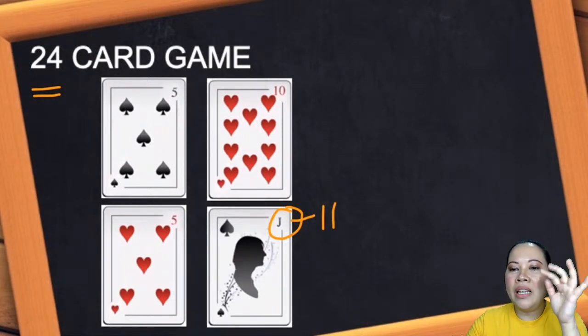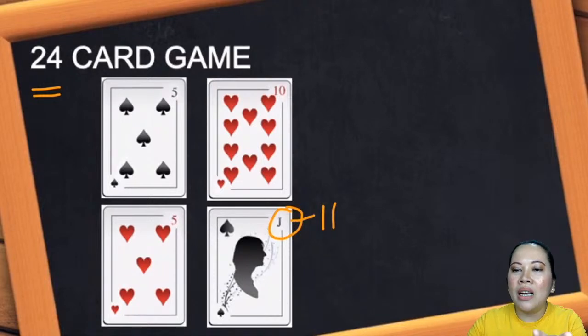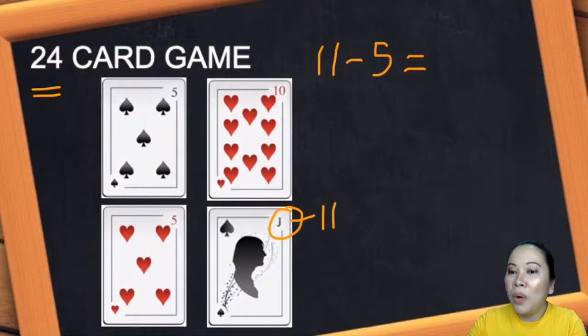Alright. Can I give this chance to Maha Blanca? Let me check if Maha Blanca's answer is correct. First, Dexine. 11 minus 5 is... What is 11 minus 5? Okay, never mind.